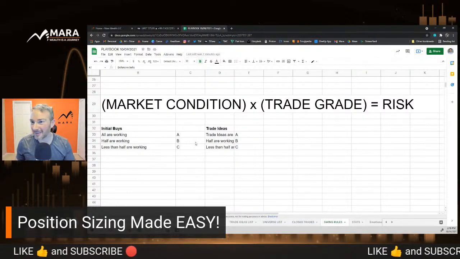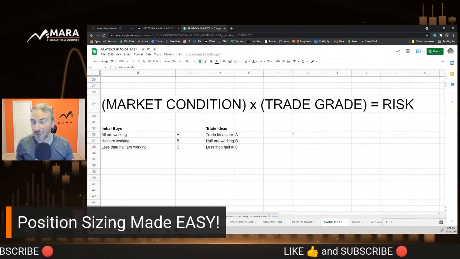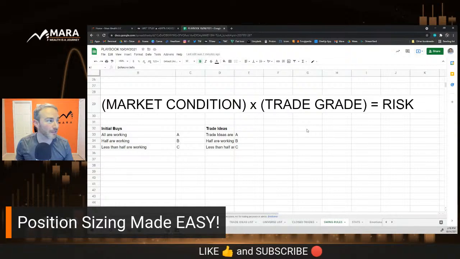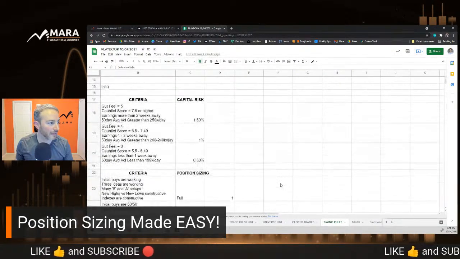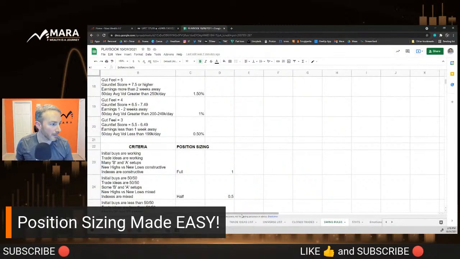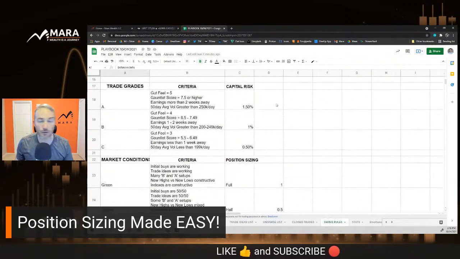So let me explain a little bit more about this formula and how you could use it yourself. There's a few things in this formula. Let's start with the trade grade.